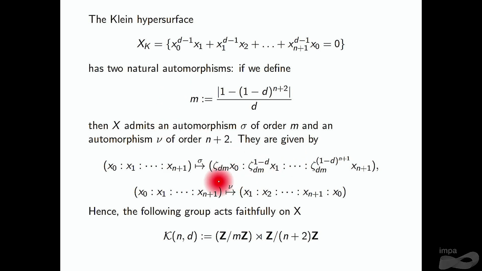It's just written here. So you just take a dm root of unity, and you put the numbers 1, 1 minus d, and so on. And if you compute, it closes up the way it should. And of course, you also have the automorphism that shifts variables by 1. Send x0 to x1, x1 to x2, and so on. With these two automorphisms, you can create yourself an action on the Klein hypersurface of this group.